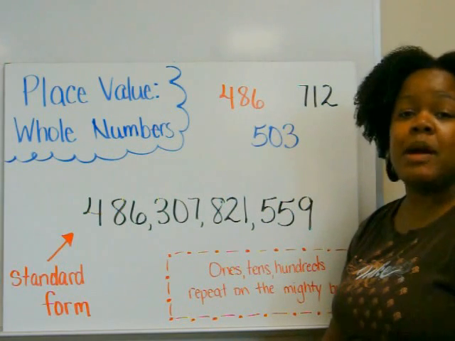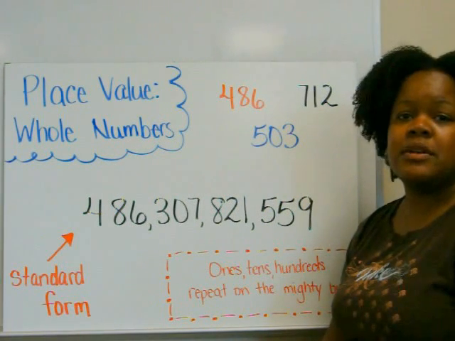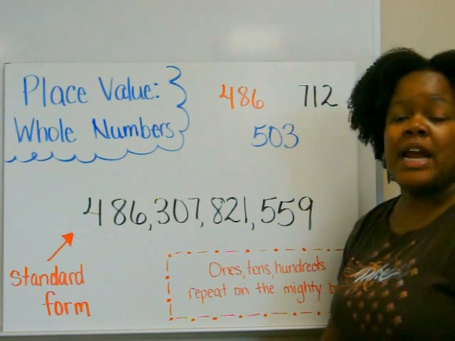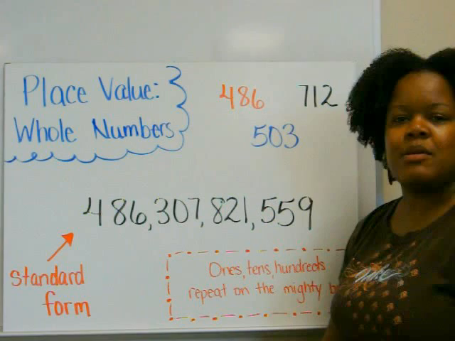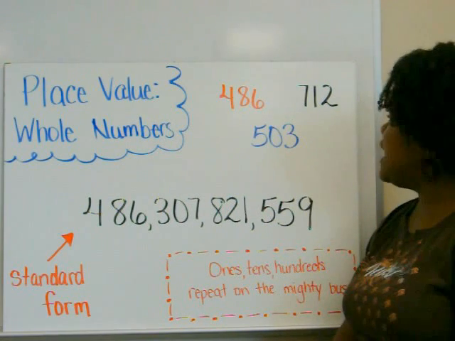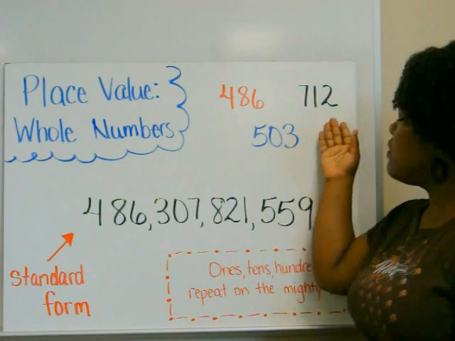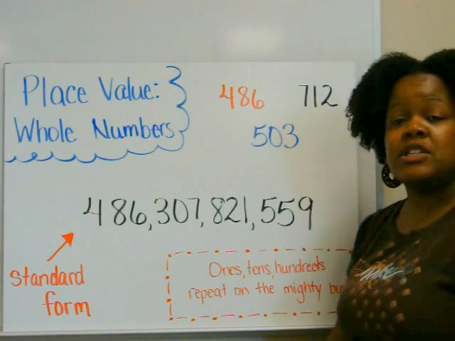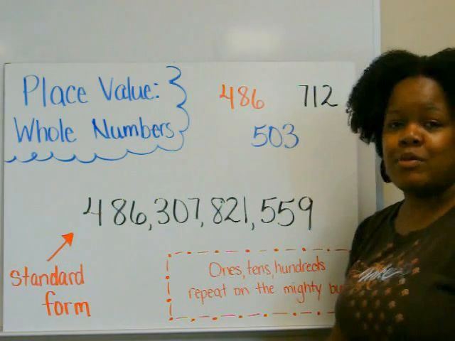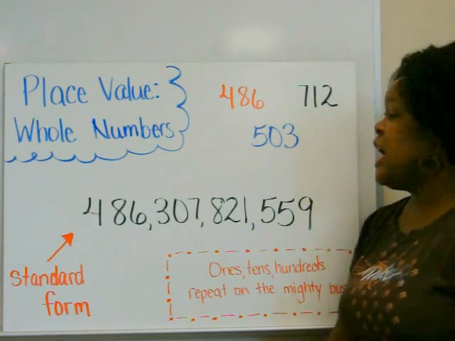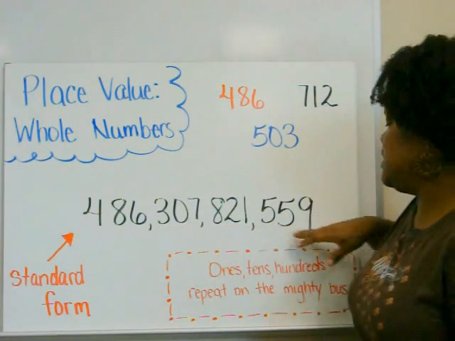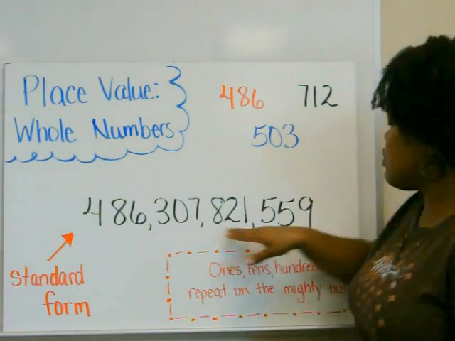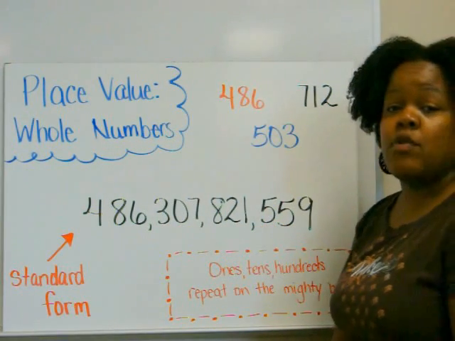Hello, today we're going to be talking about place value of whole numbers. Now, by 5th grade, you should have plenty of practice writing and reading 3-digit numbers, such as 486, 712, 503. If you can read a 3-digit number, then you should have no problem reading a 12-digit number. Anytime you see a number written out in digits, this number is written in standard form. This number right here is represented in its standard form.